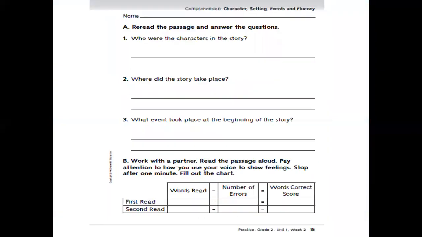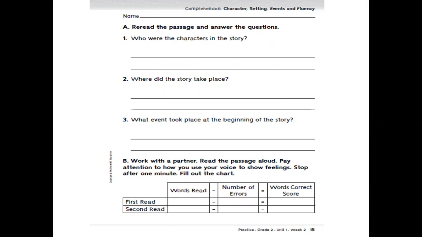Now turn your page, open page number 15. Reread the passage and answer the questions. You can stop the video or pause it to read it again by yourselves, okay? Then you can turn it on to complete and answer the questions with me.